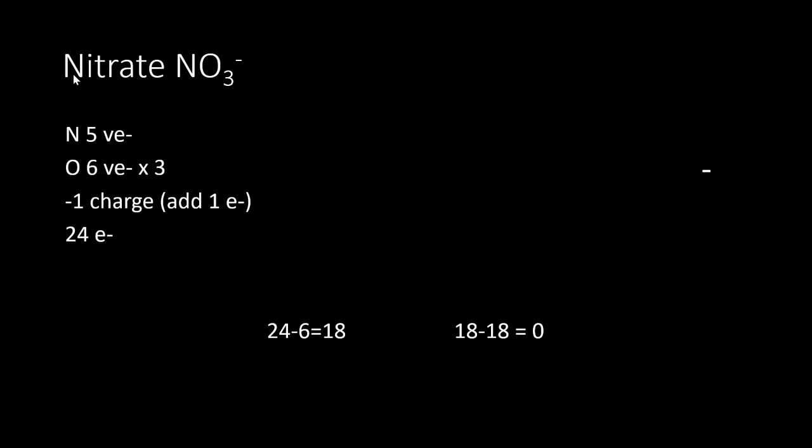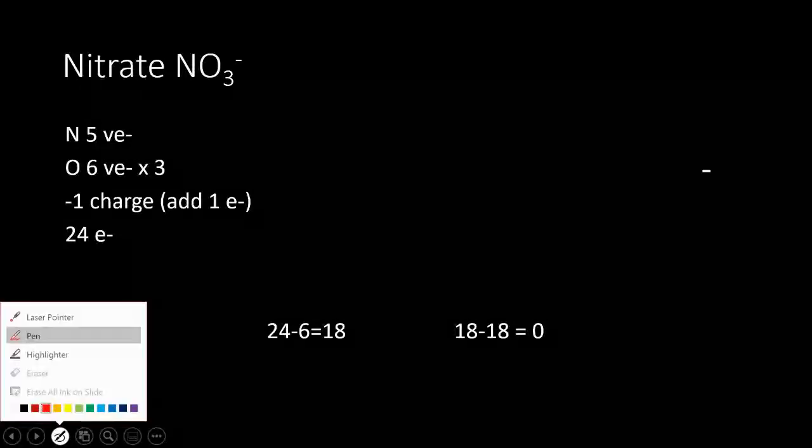All right, so let's talk a little bit about resonance structures. Resonance structures happen when more than one Lewis structure will fit for a molecule or a compound. So let's take a look at nitrate. Nitrate has a -1 charge, right? So this is -1.